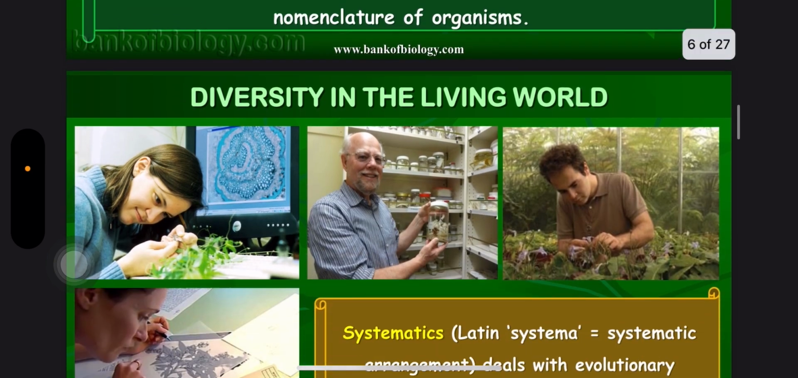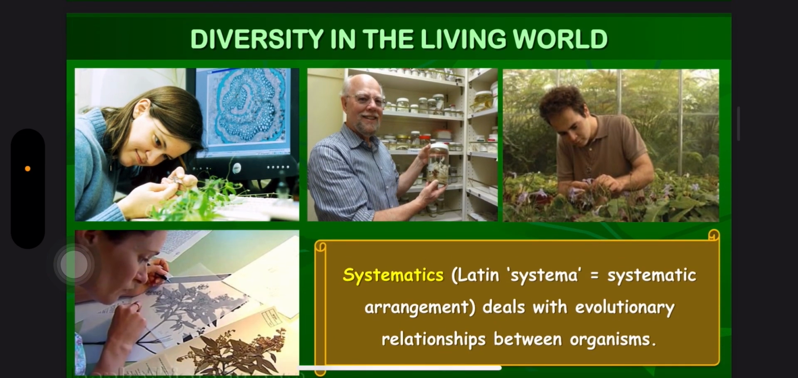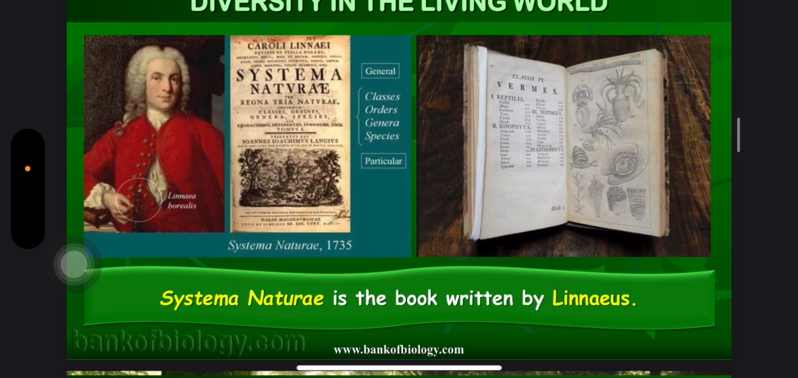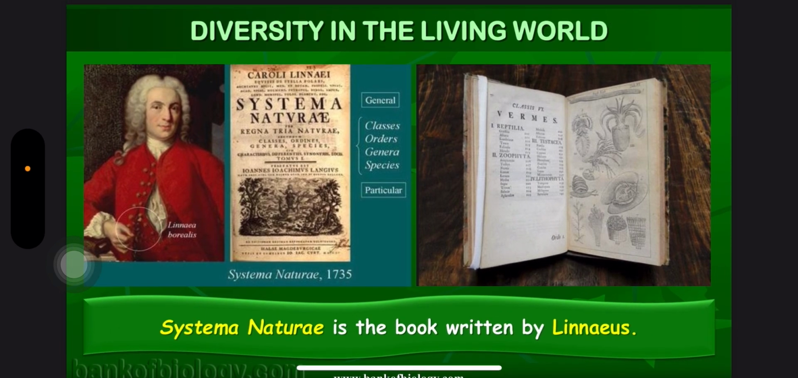Because there are 1.7 million species, how can you find all these things? For that, systematics. The word comes from the Latin systema. Systematics means arrangement; it deals with the evolutionary relationship between organisms, how they evolved. All these things we will discuss in systematics. See, Systema Naturae is one of the books written by Linnaeus.